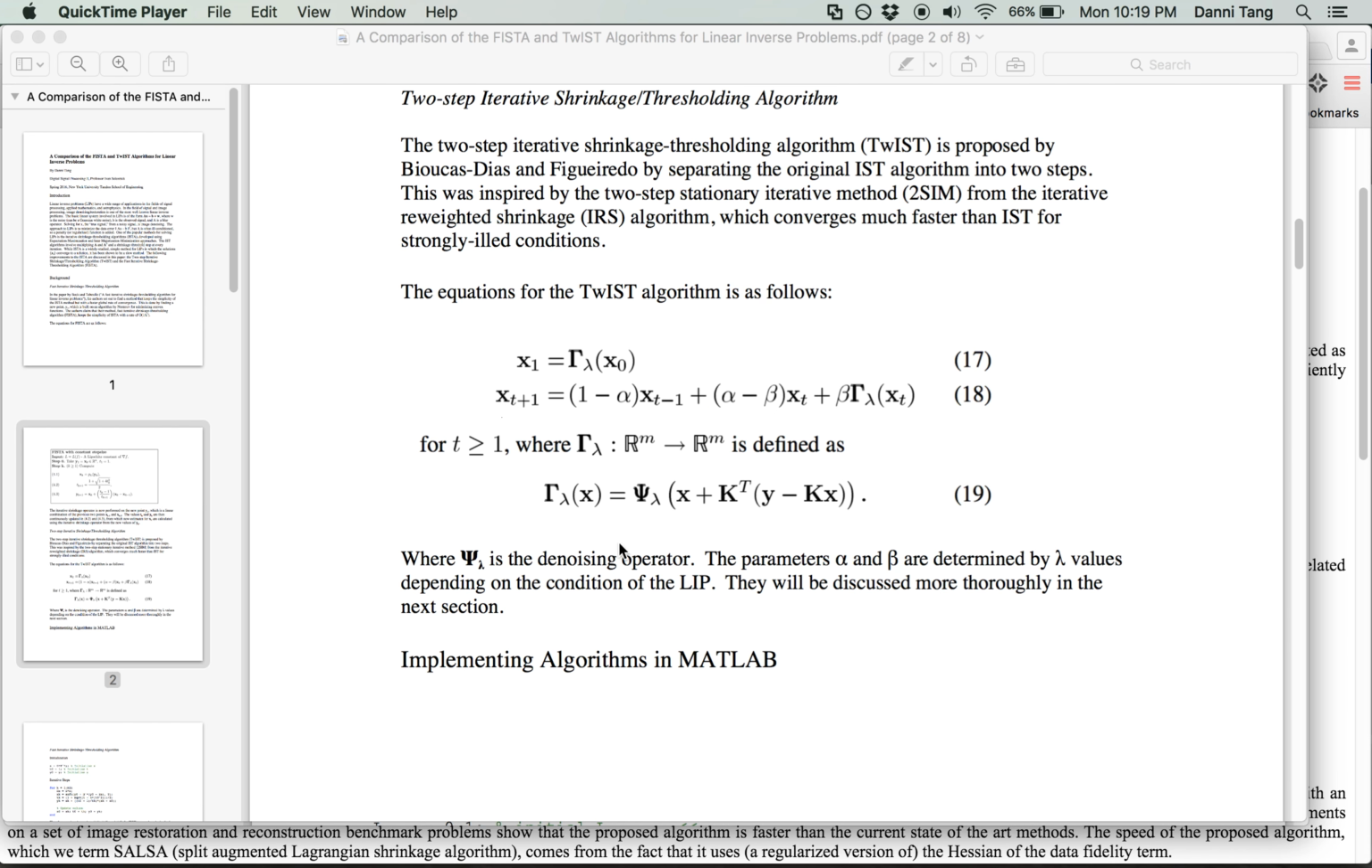And so the psi operator here is the denoising operator. By default, it's the soft thresholding algorithm according to the authors, but you can specify what kind of operator it is. And then the alpha and beta values are calculated depending on what lambda values you put in.